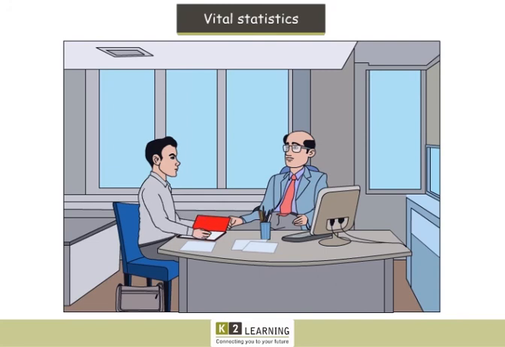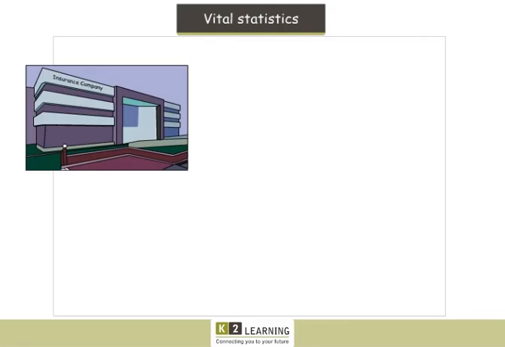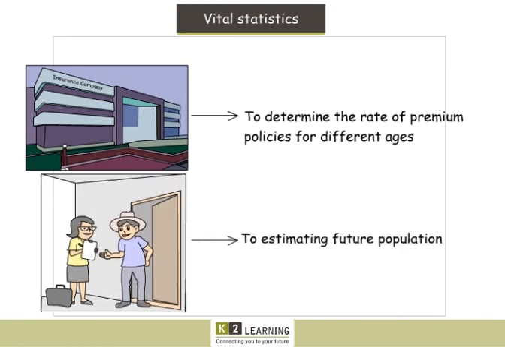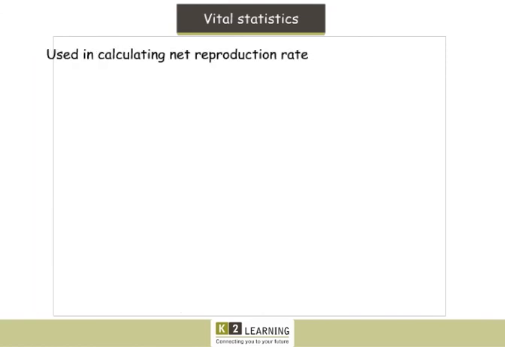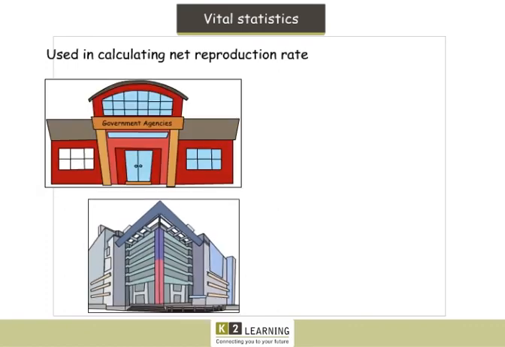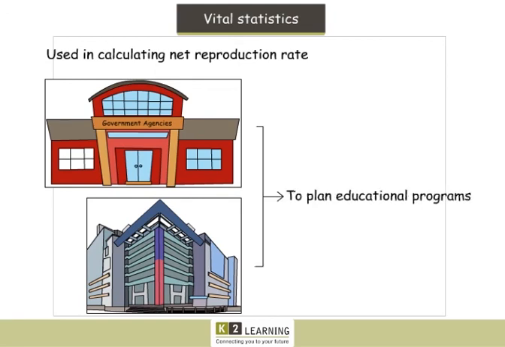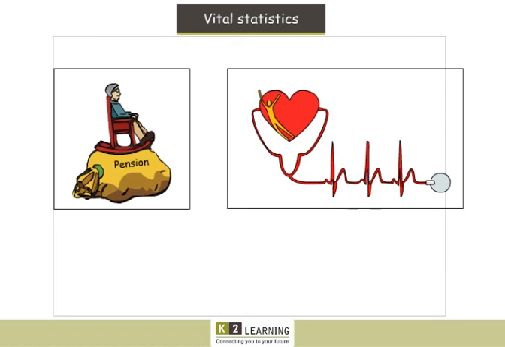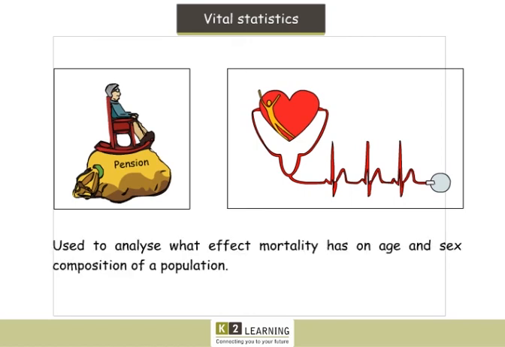What are the uses of life tables? Life tables are used by insurance companies to determine the rate of premium policies for different ages, used for estimating future population, used in calculating net reproduction rate, and used by government agencies and private organizations to plan educational programs, retirement schemes, healthcare, etc. They are also used to analyze what effect mortality has on the age and sex composition of a population.